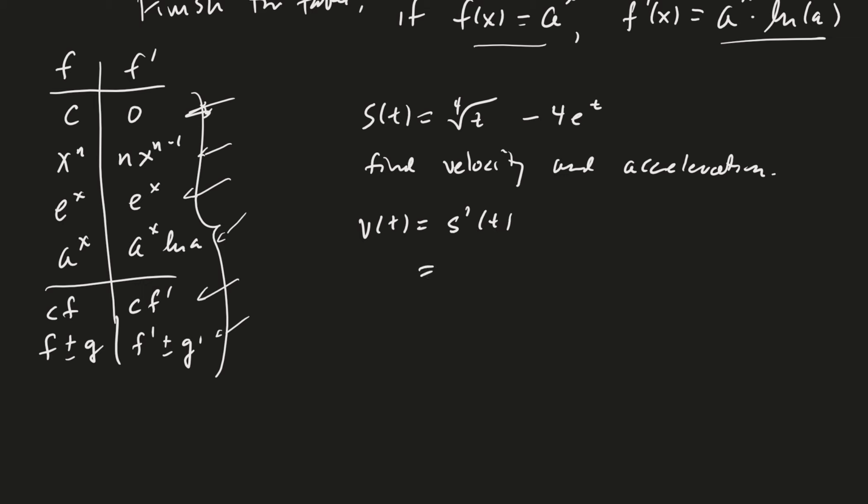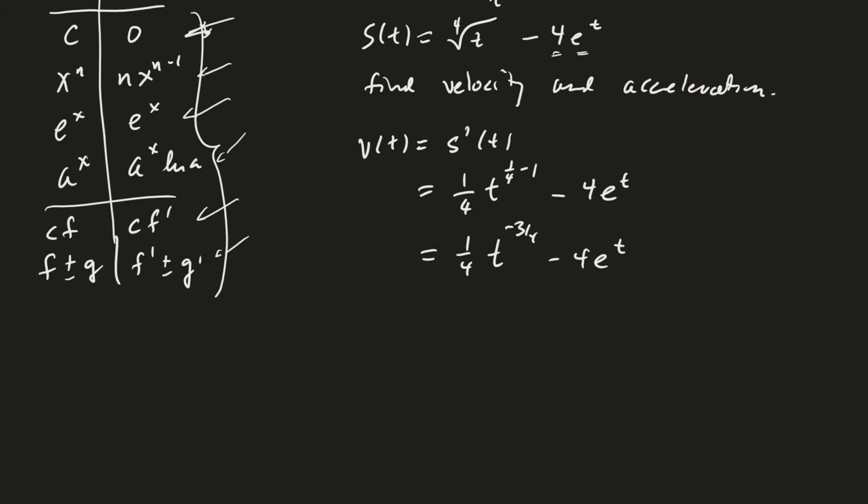And so in this case, you might write that as t to the 1/4 power, right? And so when we come to take the derivative, we'll have 1/4 t to the 1/4 minus 1. And then this is a constant times e to the t, so that's going to be minus 4 times e to the t again. So just to simplify that, 1/4 times t to the minus 3/4 minus 4e to the t. So that is the velocity function.